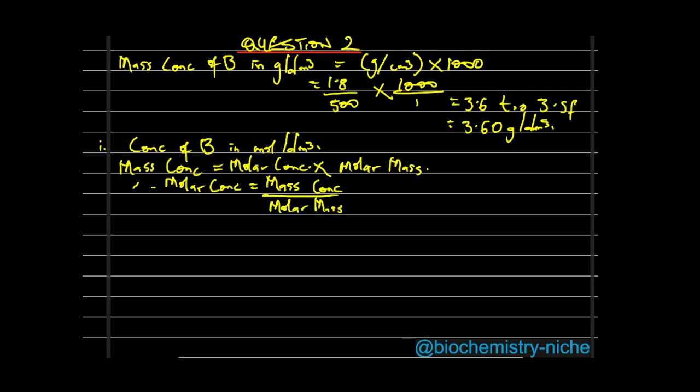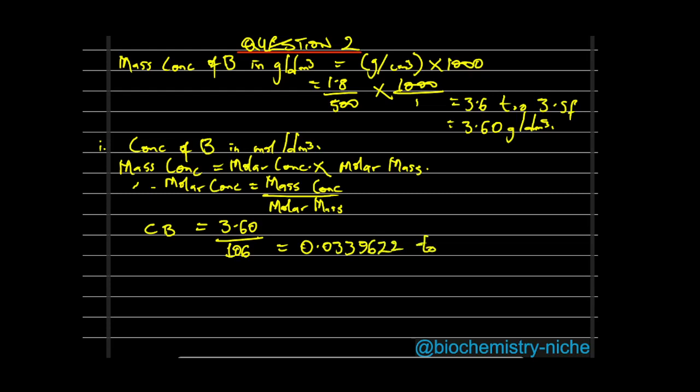So we are having it to look like this. Our CB, which is the concentration of B, from what we just calculated, is our mass concentration 3.60 divided by our molar mass. The molar mass for sodium trioxocarbonate is 106 grams per mole. So 3.60 divided by 106 is going to give us 0.033962.